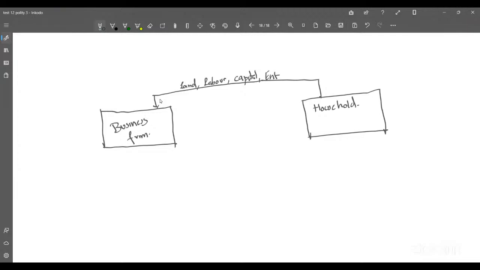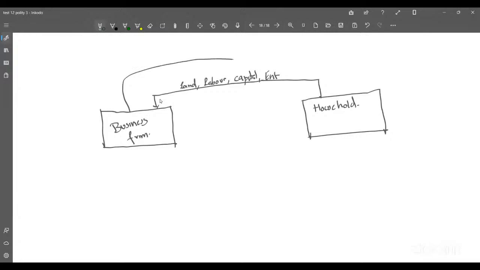So business firm is anything which gives you income. Land is given to the business firm by the household. Labor is given to the business firm by the household. Capital is given to the business firm by the household. Entrepreneurship is given to the business firm by the household. And it's not free, so it needs to be compensated.